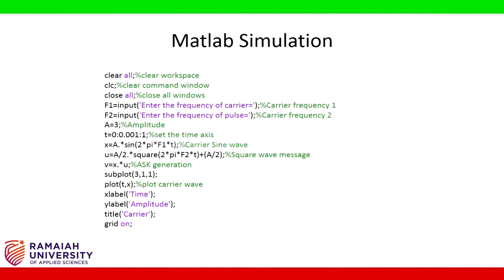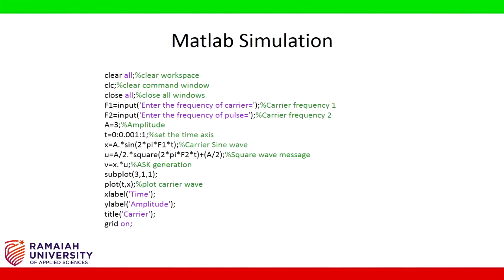The time axis is now initialized with a time step of 0.001 for 1 second data. The carrier sine wave signal is generated with the user-defined amplitude and frequency. A square wave is generated with a set frequency and half the carrier amplitude. This step generates a pulse for the input data. The generated carrier sinusoid is now multiplied with the pulse data. This step would ideally create an ASK signal.